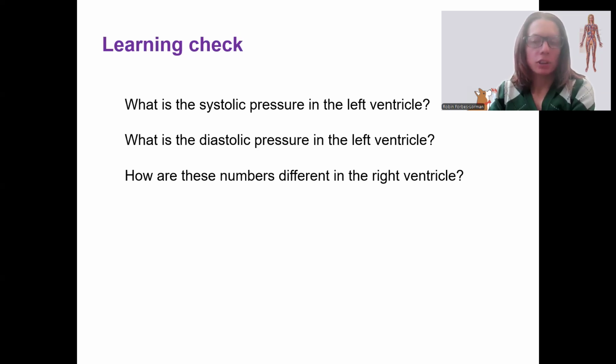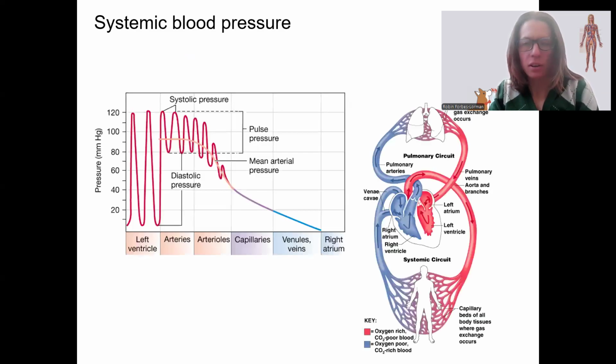Let's start here with a learning check. Pause the video if you need to. We did these with the heart. We're going to be talking a lot more about pressure this week. So not just pressure in the left ventricle, which I will put up the answers here.